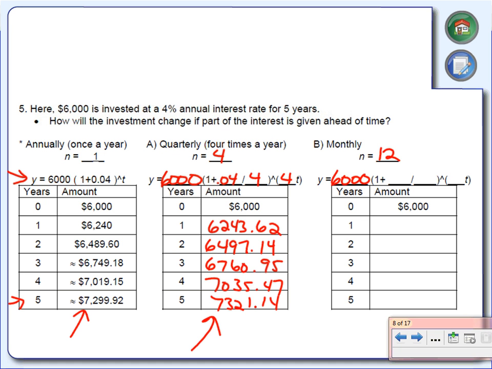We're still looking at 4%, so 0.04. The only thing that's going to change is the n. That 4 is not going to become a 12. So here's the new equation. Go ahead and put that in your calculator and see what you get.